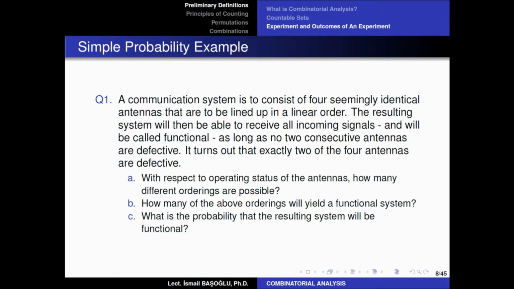You only know that 2 out of the 4 antennas that you have are defective. Now, with respect to the operating status of the antennas, how many different orderings are possible? The question asks. So I have 2 defective and 2 working antennas, and I am going to put these 4 antennas in a linear order next to each other. So with respect to their working or defectiveness status, how many different orderings can I create?